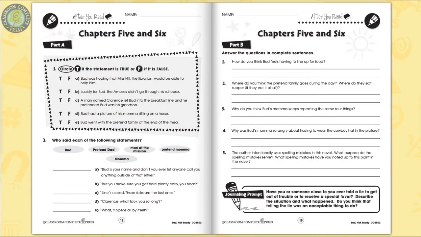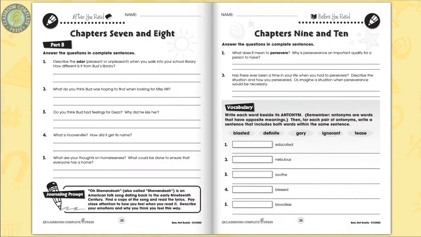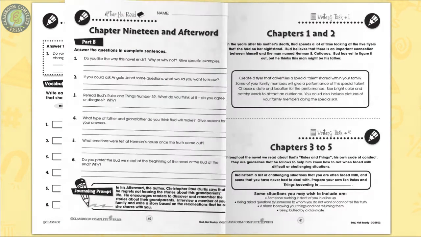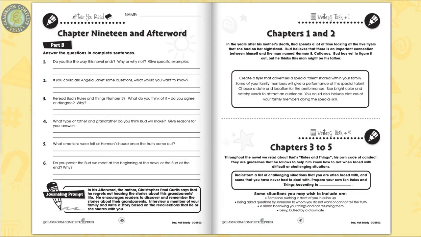Determine the purpose of the author's intentional use of spelling mistakes in the novel. Discuss the concept of perseverance and determine why it is an important quality to have. Match characters to their statements. 6 additional writing tasks follow.